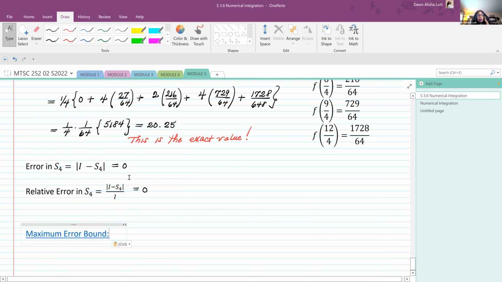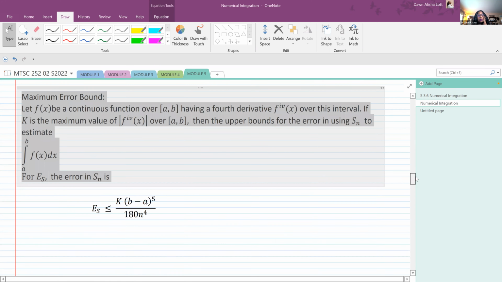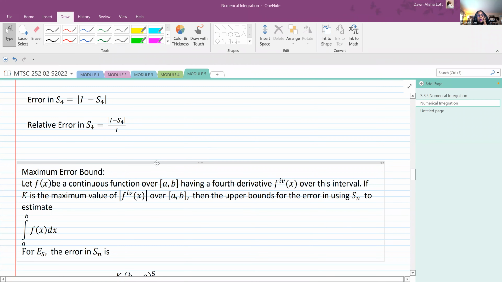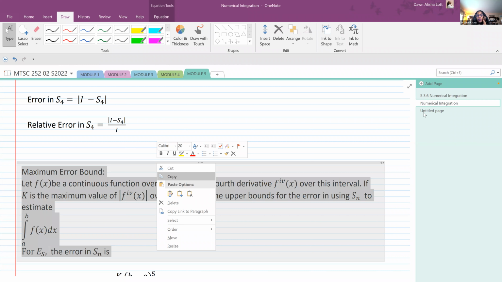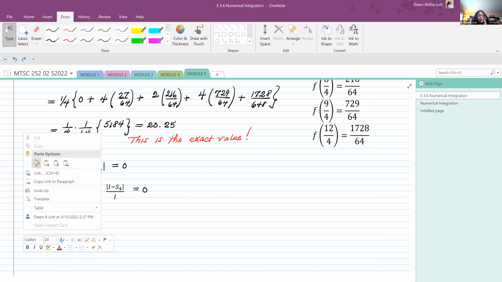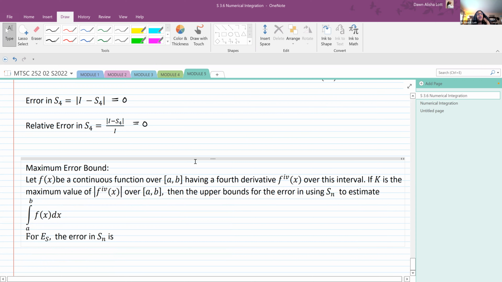I want the whole thing. Okay, there we go. So now the maximum error for Simpson's rule, look what it depends on. It depends on the maximum absolute value of the fourth derivative.